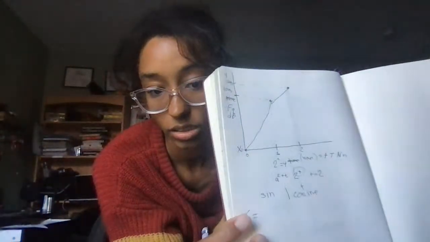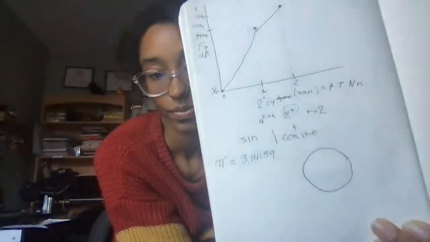And pi, which looks like this, is equal to about 3.14159. That's about pi, and so on. Pi represents the circumference of a circle. So it looks like that. It represents the circumference of a circle, which equals pi.